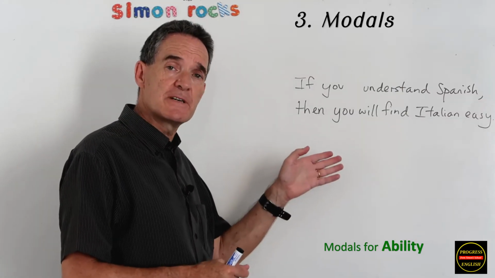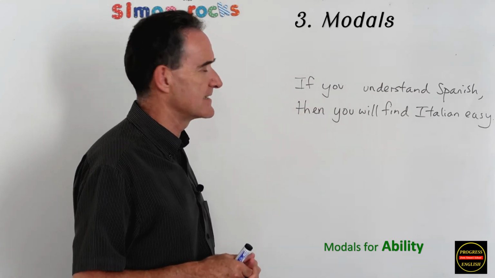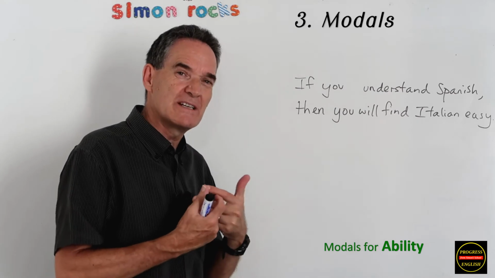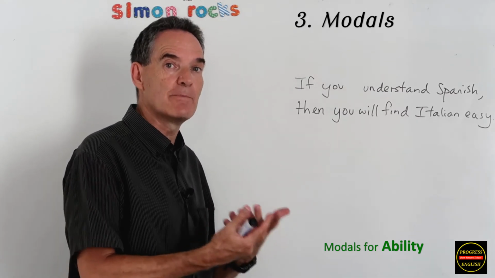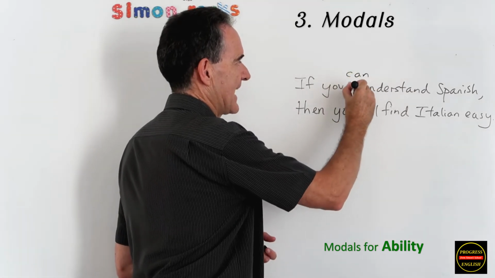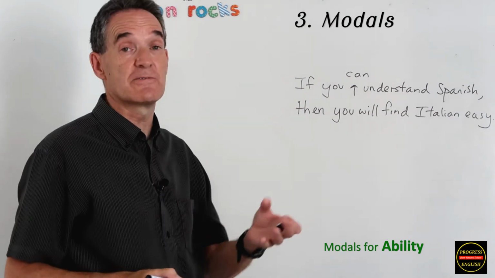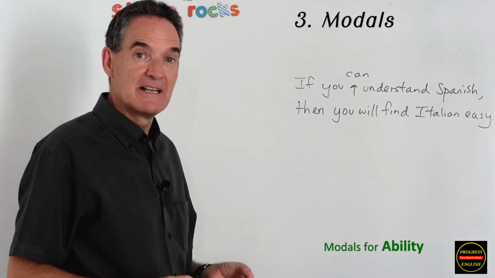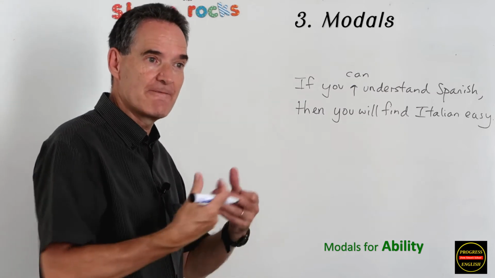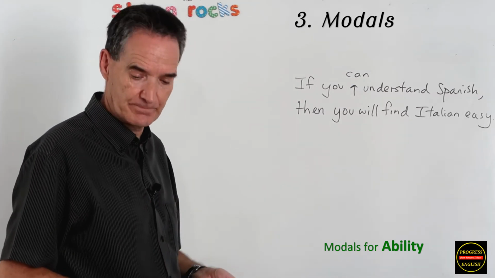Have a look at this first conditional. If you understand Spanish, then you will find Italian easy. Well, we can add the idea of ability here by inserting can. If you can understand Spanish, then you will find Italian easy. So this is adding or emphasizing your ability to understand Spanish.